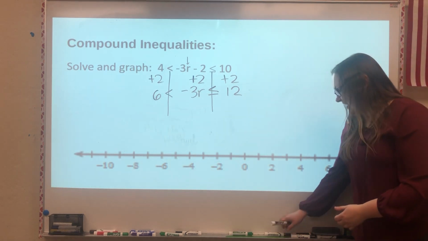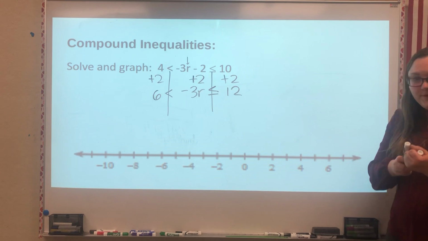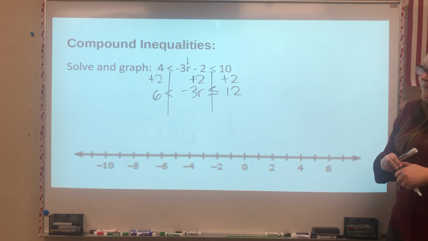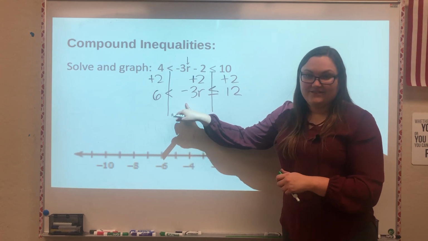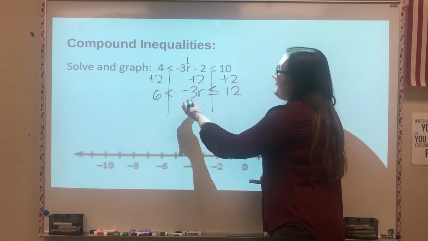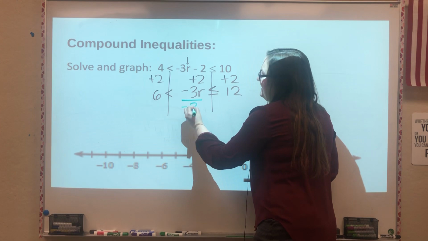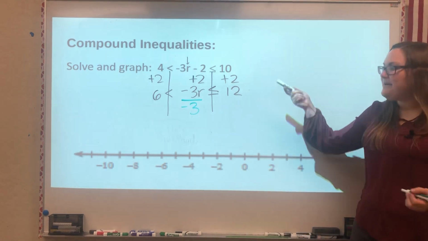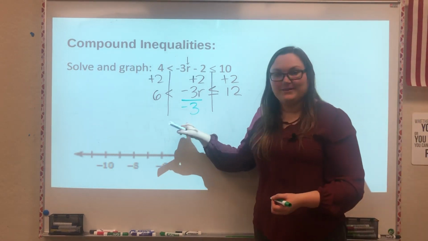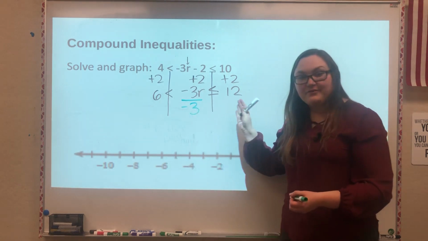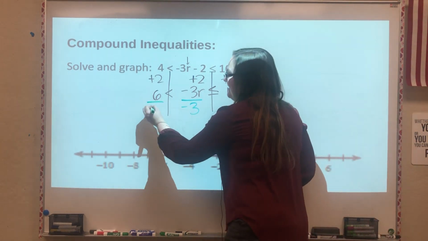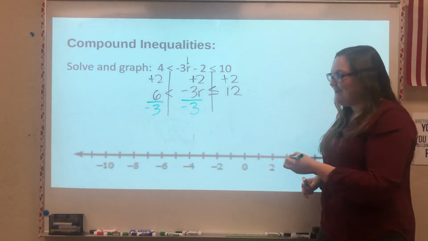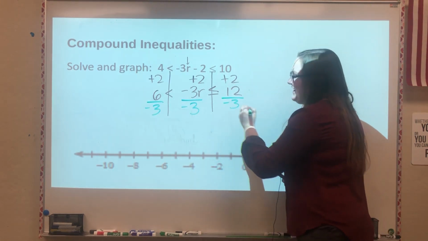Now remember, again, our goal is to get the variable, here it's r, all by itself. So in this problem, we still have that -3 there, so I need to finish solving by dividing by -3. Now, same as before, whatever we're doing here in the middle, we need to do on all 3 sides. So if I'm dividing by -3 here, I'm going to divide by -3 here, and I'm also going to divide by -3 here.